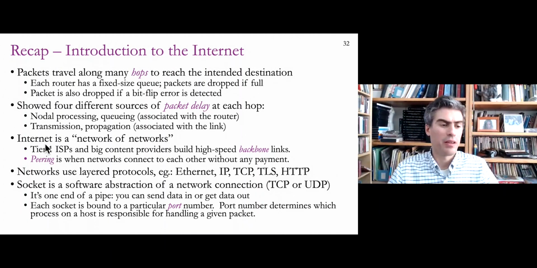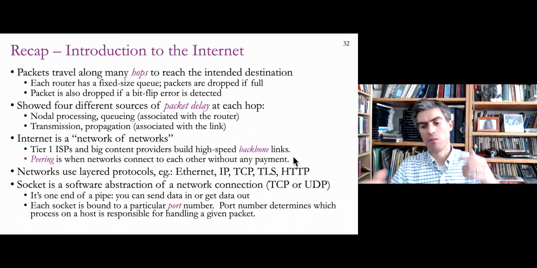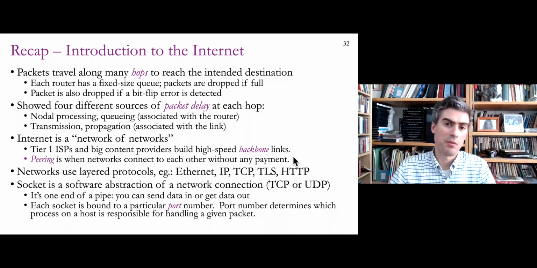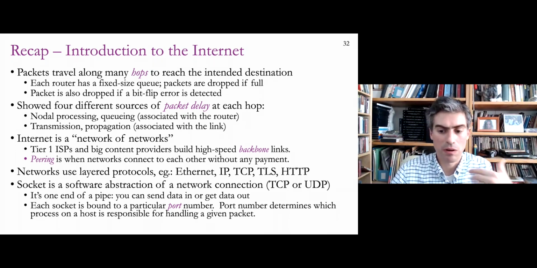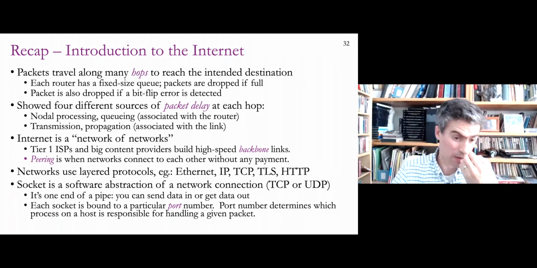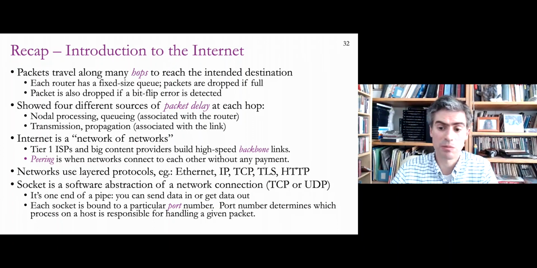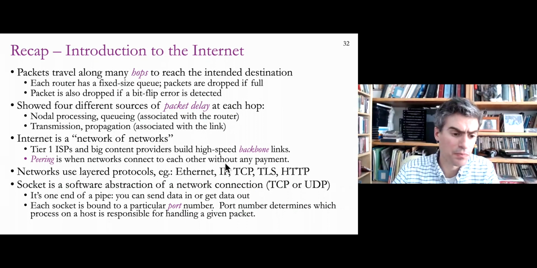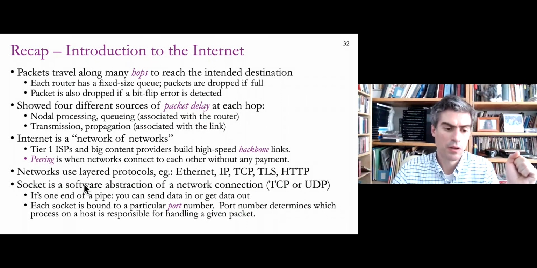We showed a little bit about the economics of the internet, how it's a network of networks, and how peering happens and how it grows. We have tier 1 ISPs, and big content providers build these high-speed backbone links, and more of them are added over time if there's a demand for them. The costs are paid by whoever benefits, and people do benefit when new links are built. They have been built, and the internet has gotten faster and faster and more densely connected.